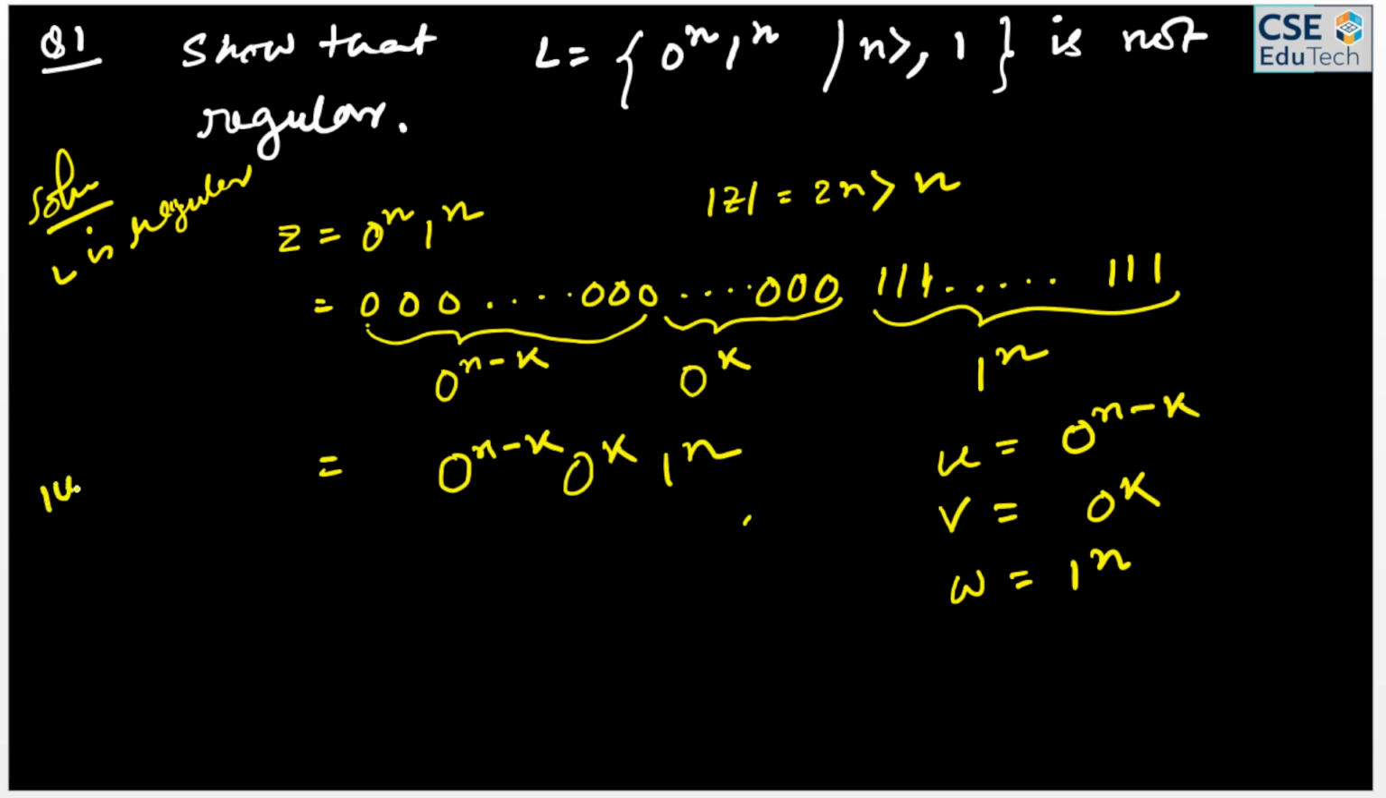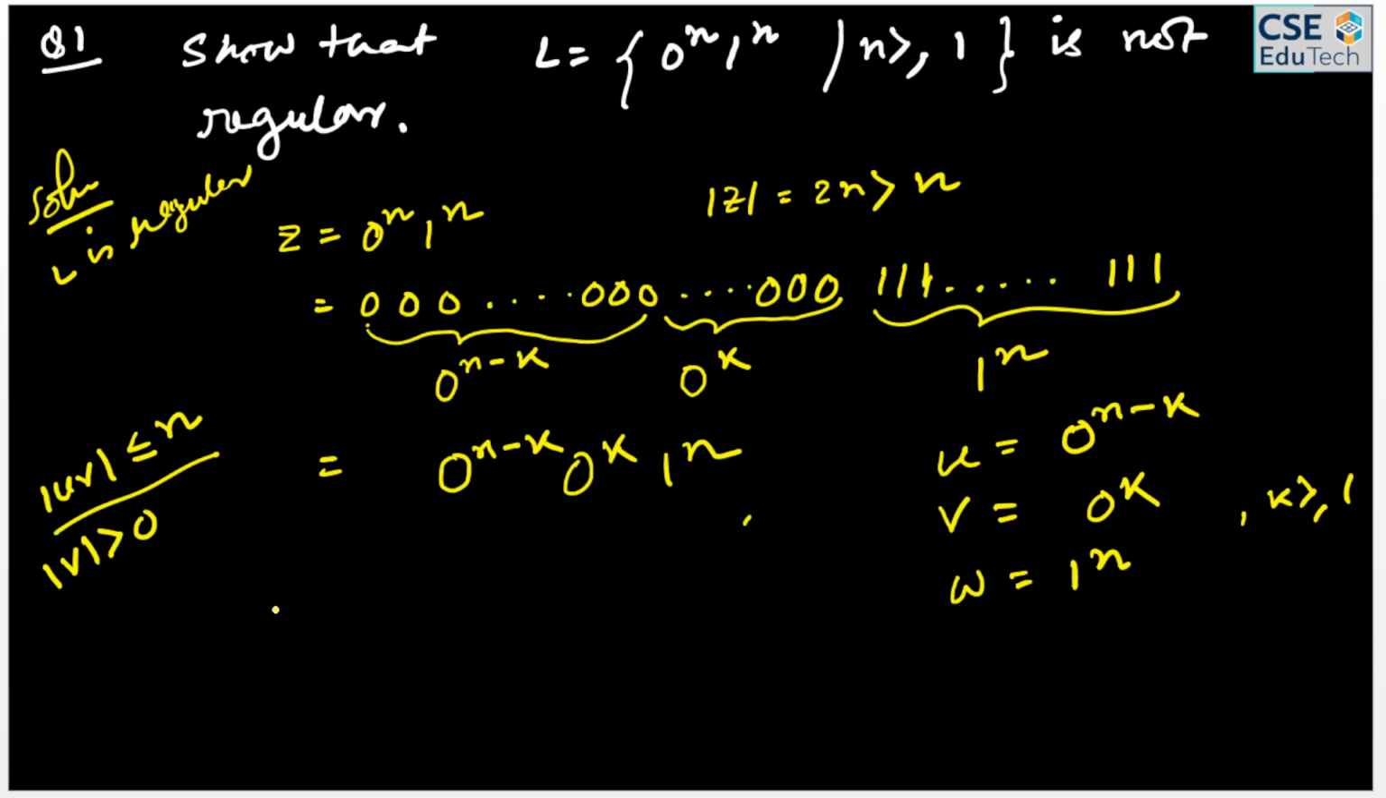Now the constraint is that the length of uv should be less than or equal to n. So from here we see that if we take u and v together, the length of the string will be n, so we satisfy this condition. And the length of v alone should be greater than 0. Here k is greater than or equal to 1, so obviously the length of v is greater than 0, and w is equal to 1 to the power n.